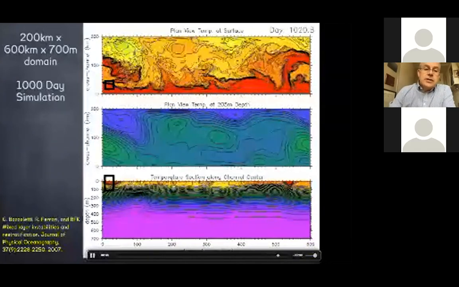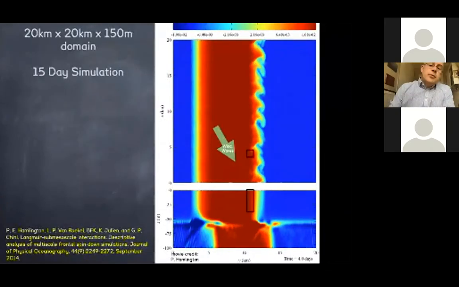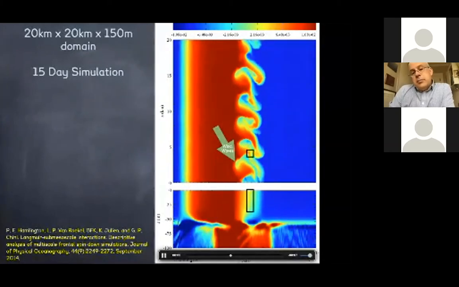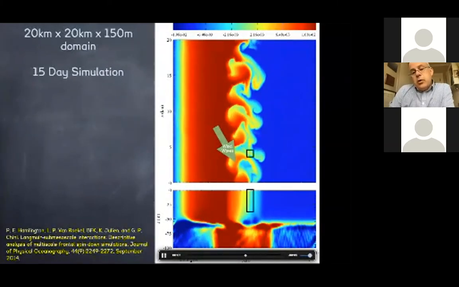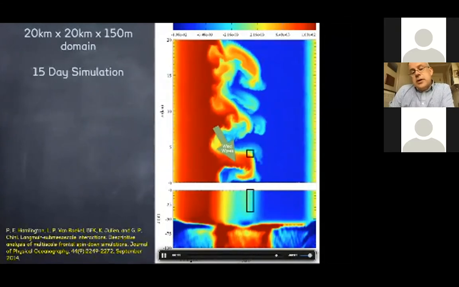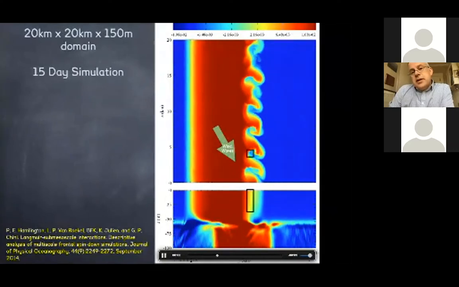But we have another box here. Let's zoom in again. And now we've zoomed down to a 20 kilometer by 20 kilometer scale. In the upper figure, which is looking from above, and the lower figure, which is looking from the side, at the average of this, we see we have a mixed layer again. We have the development of some submesoscale eddies.